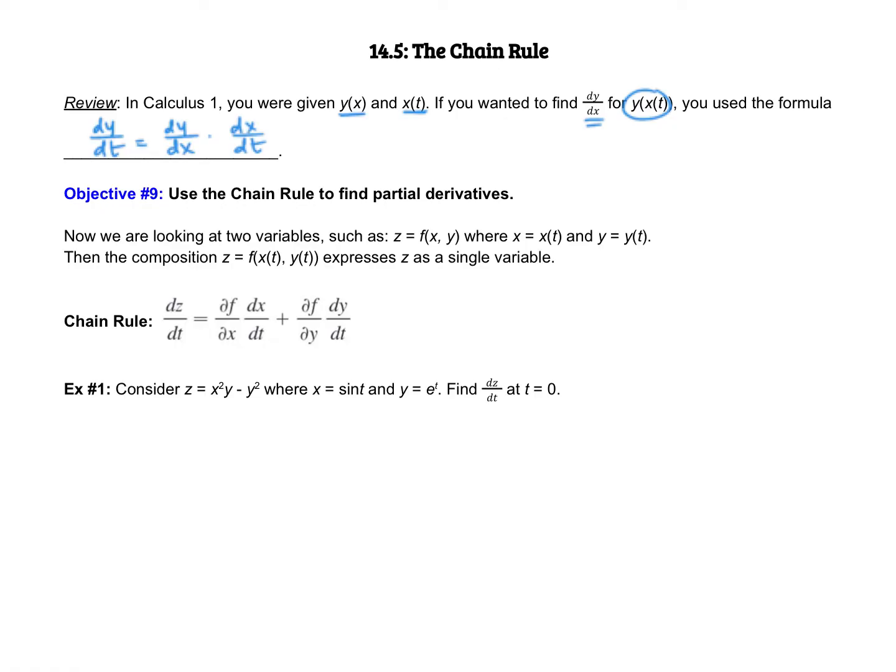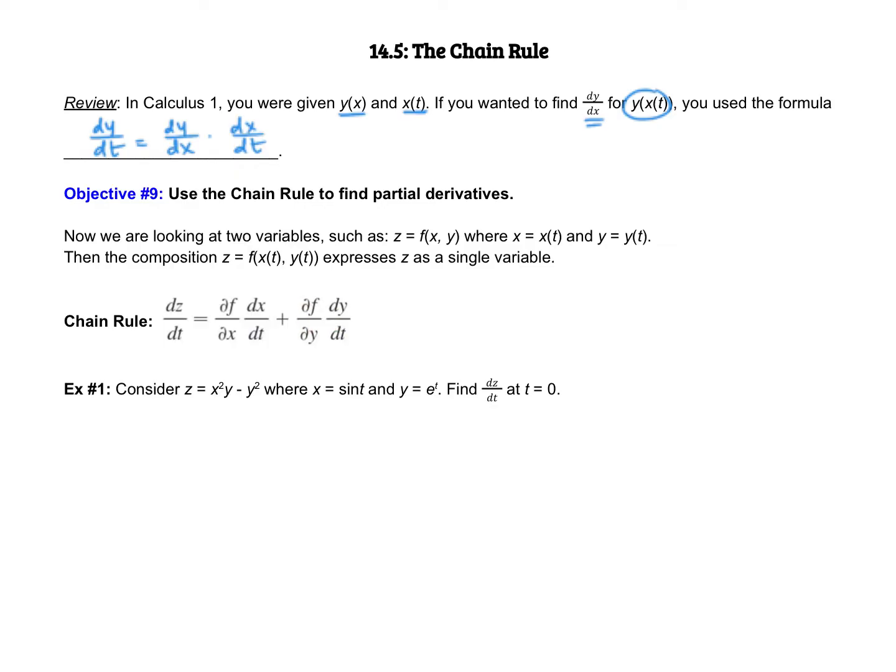Today, things are going to get a little more complicated because instead of having one independent variable, the t or the x, we're going to have multiple. So we're going to be looking at functions of several variables. So let's take a look. Let's say that now we have some function z that's a function of x and y. x can be defined in terms of t, and y can be defined in terms of t. So then, if we want the derivative of z with respect to t, we'll have to take the derivative with respect to x, then t, the derivative with respect to y, and then t.